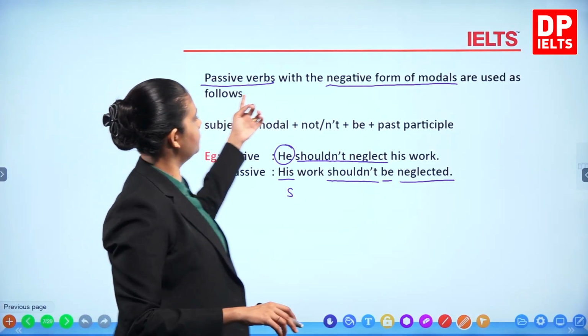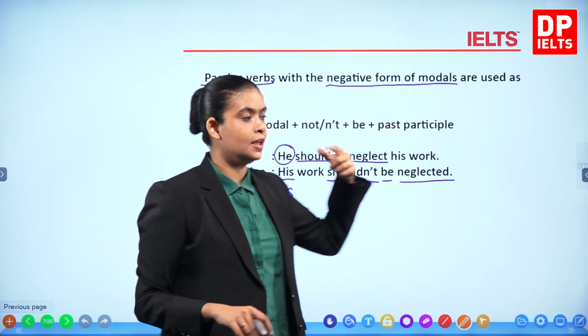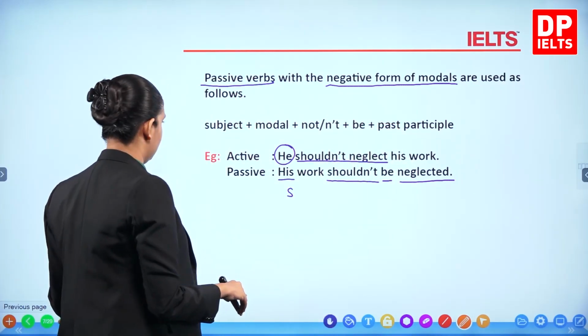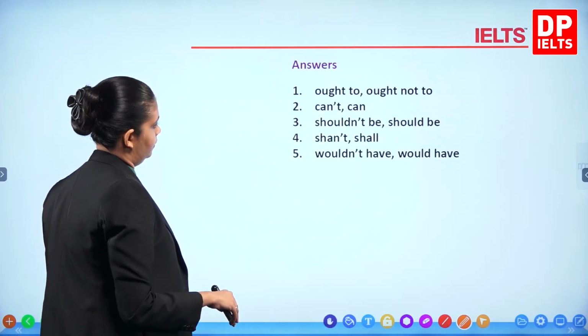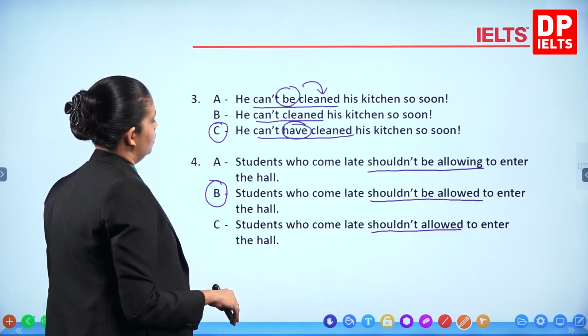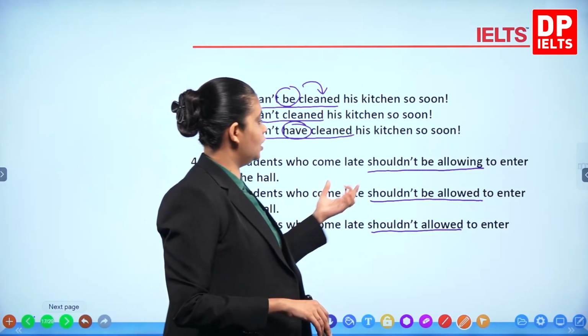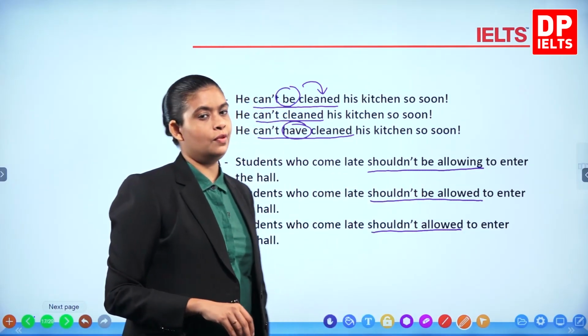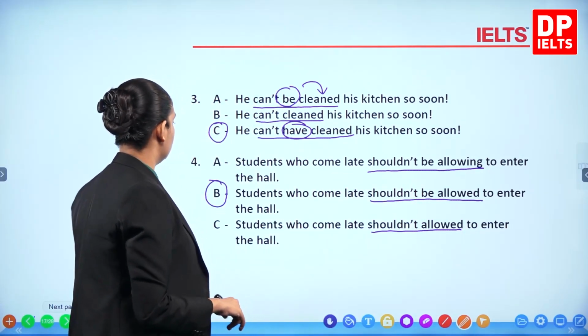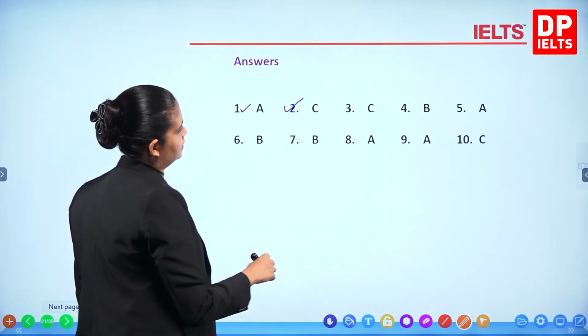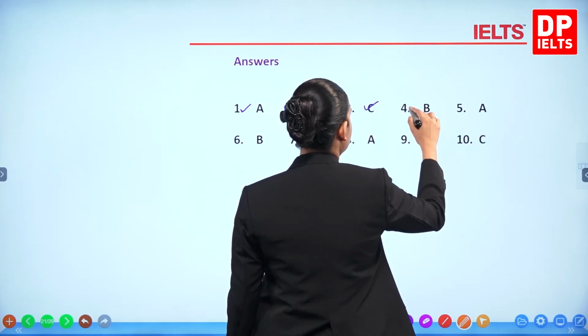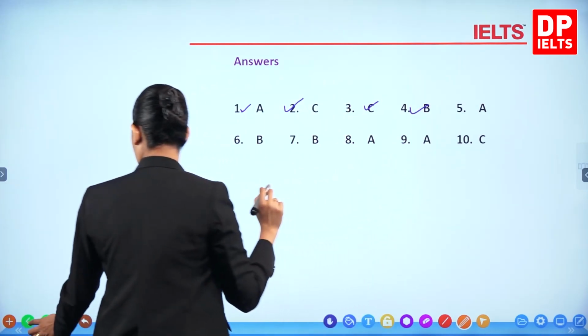When you're using it with passive verbs, then you could definitely use it along with the be verb, right? So students who come late shouldn't be allowed to enter the hall. So C and B are the correct ones. We've got that. Next one.